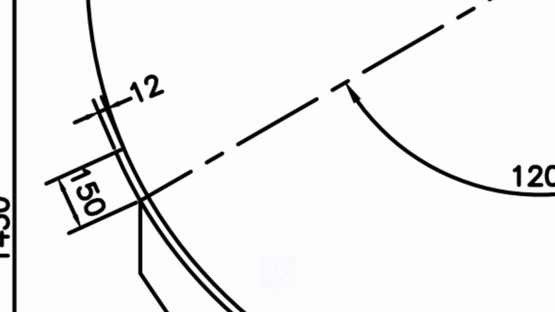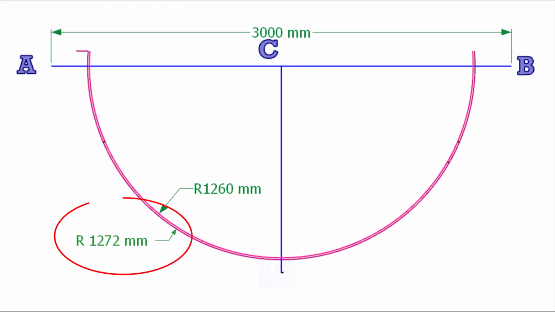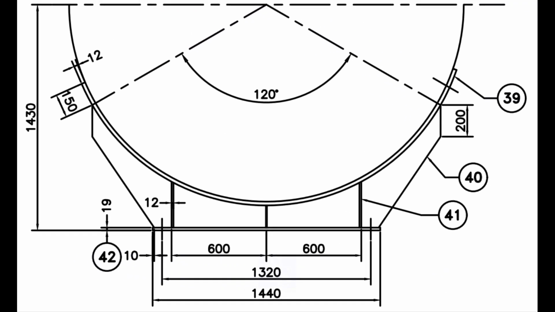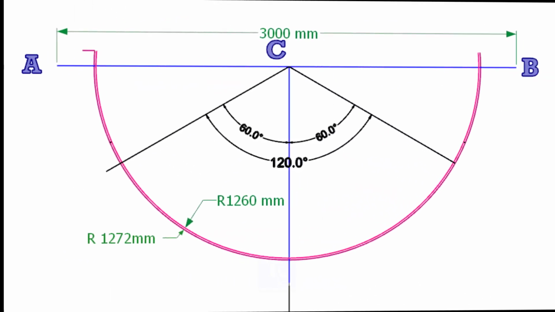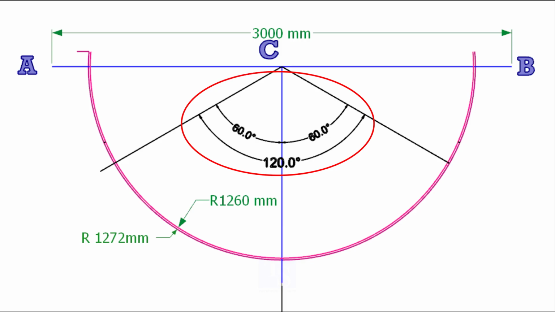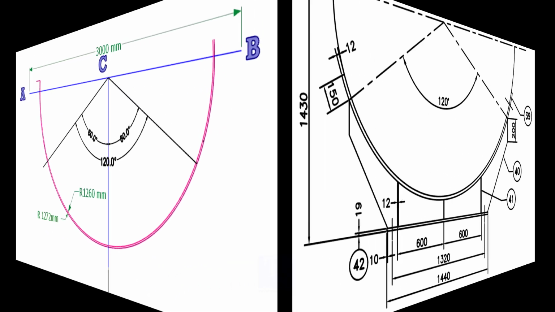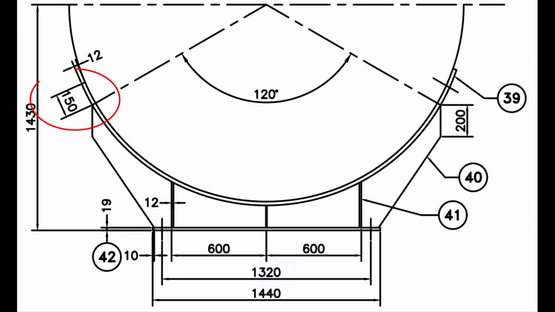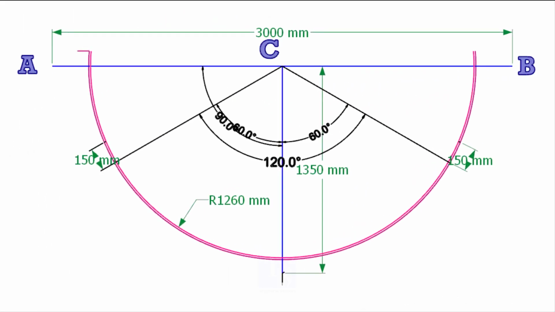The thickness of the pad plate is 12 mm. Draw half circle of radius 1272 mm. Mark the including angle equally on both sides. Mark the 150 mm extension on both sides. That is the end of the RF pad.